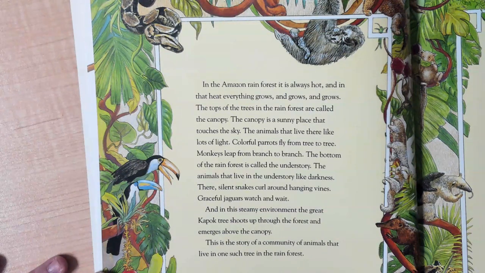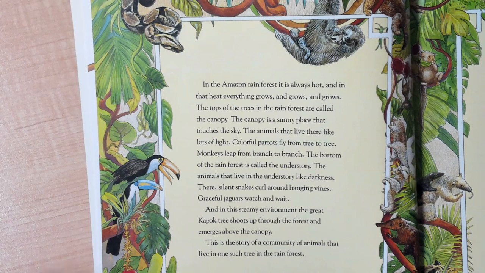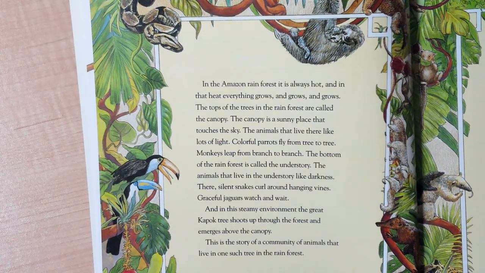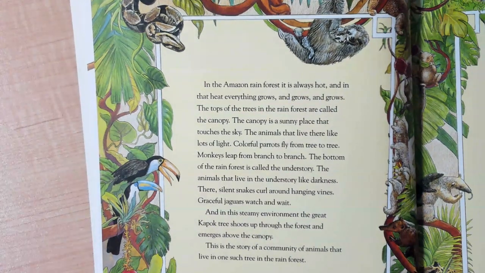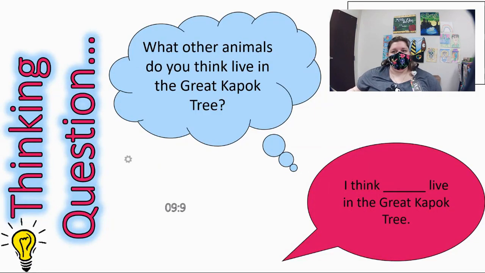The bottom of the rainforest is called the understory. The animals that live in the understory like darkness. There, silent snakes curl around hanging vines, graceful jaguars watch and wait, and in the steamy environment, the great kapok tree shoots up through the forest and emerges above the canopy. This is a story of a community of animals that live in one such tree in the rainforest.